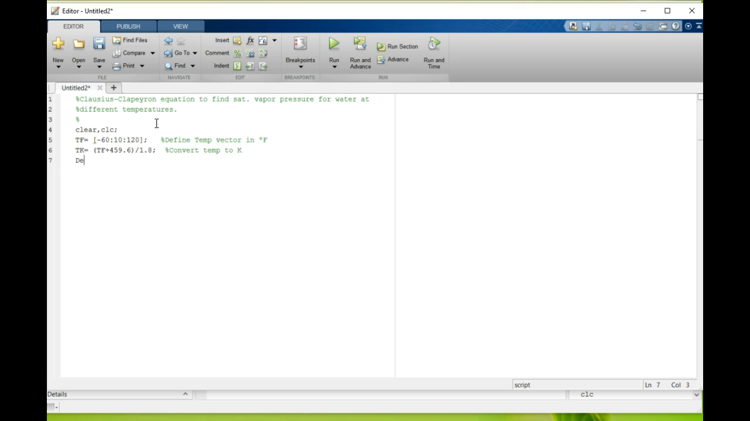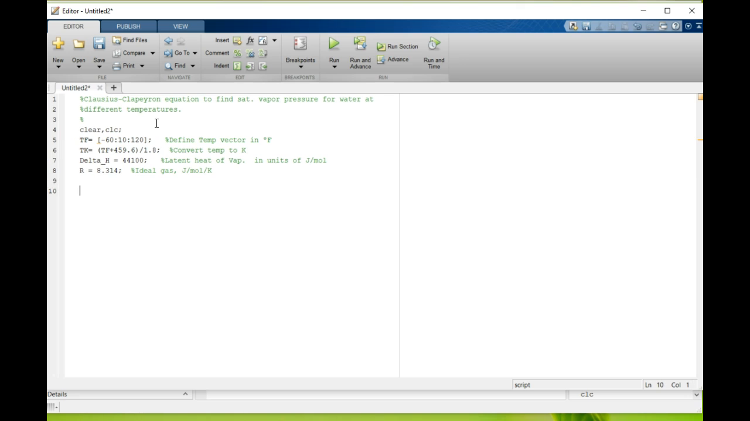Next, we're going to put in our heat of vaporization. Delta H is equal to 44100, and that's latent heat of vaporization in units of joules per mole. All right. And then finally, we have our ideal gas constant, which is equal to 8.314. And that is ideal gas. And the units here are going to be joules per mole per Kelvin. Lovely. So now we can actually do our calculations.